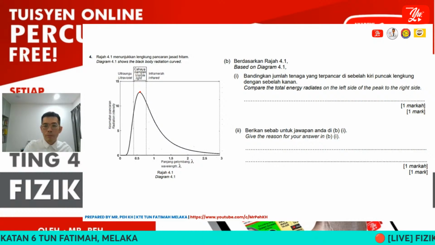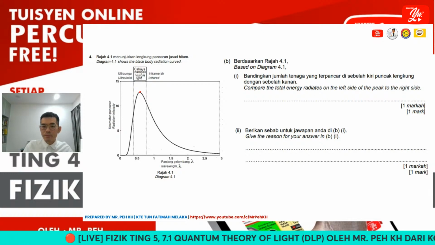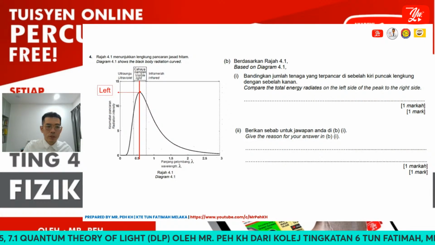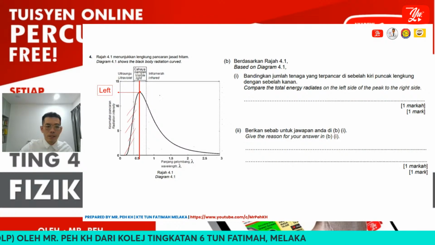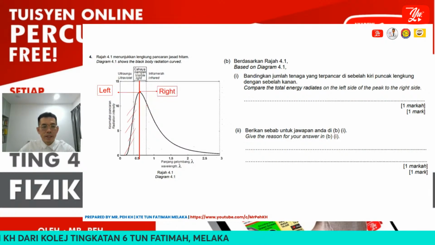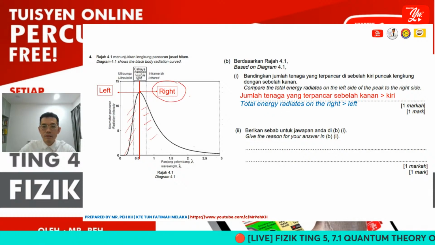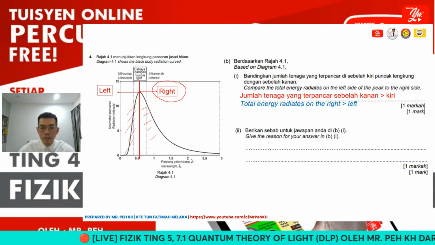Okay, so now we have to compare which side will have higher or lower energy radiated. Here will be the middle line, so the left side will be here, and then the right side will be here. Here the total energy radiated for the right side is higher compared to the left side. So why? Give a reason.